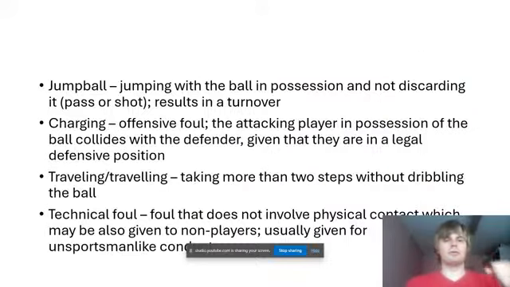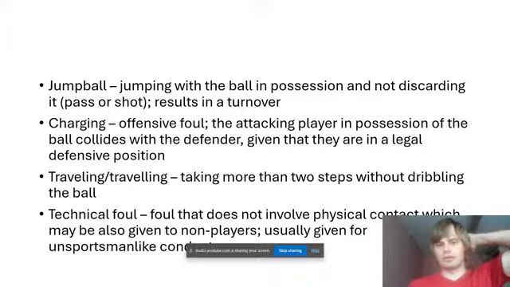So, the jump ball is when a player in possession of the ball jumps and does not discard it, meaning he hasn't either passed it to a teammate or shot it. What does it get you? A turnover, meaning that the ball goes to the other team.